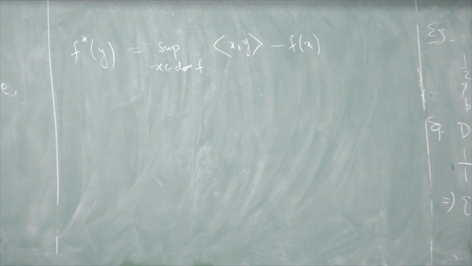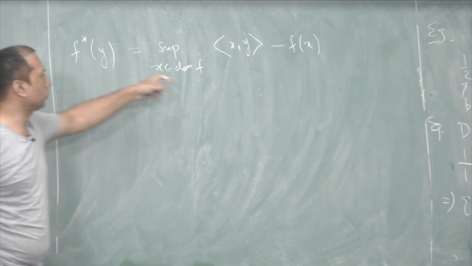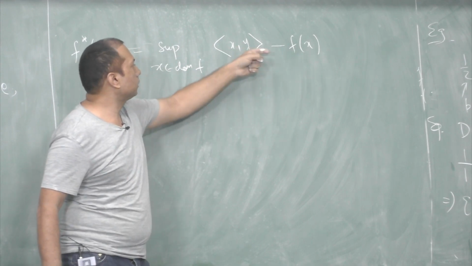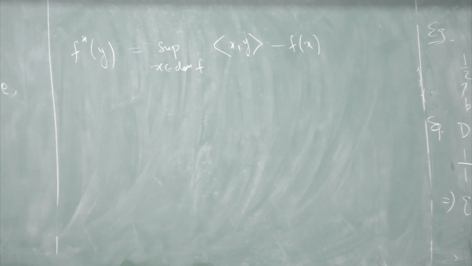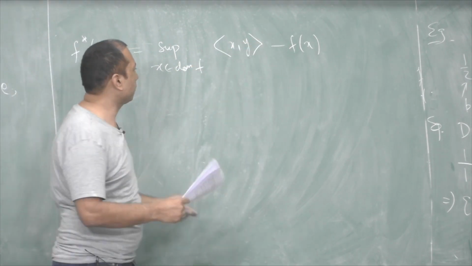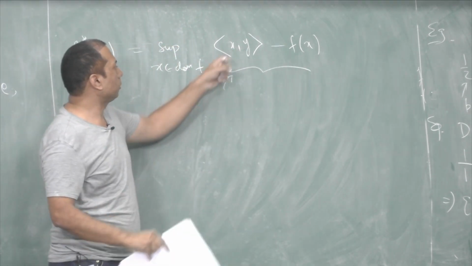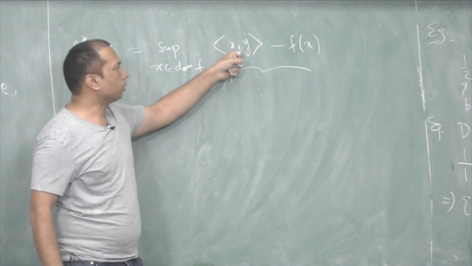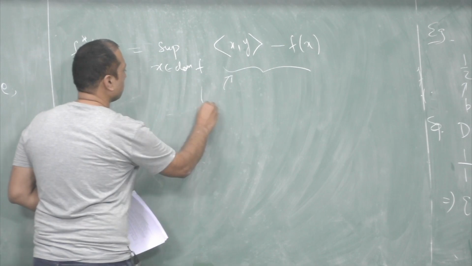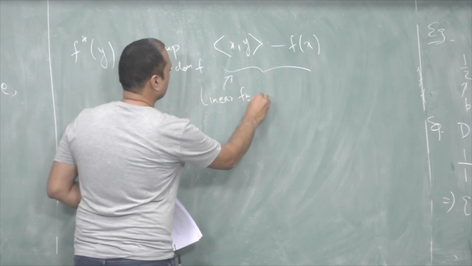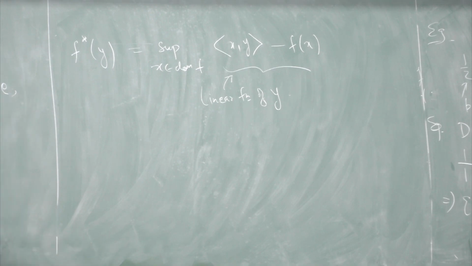What is interesting to note here is that f star, meaning the conjugate f star of y, is a convex function in y, regardless of whether f is convex or not. And why is that? Because it's a supremum, and as a function of y, this is linear. It's x transpose y, right? So y appears only here, in x transpose y. So as a function of y, it's a linear function, and a linear function is necessarily convex, right?